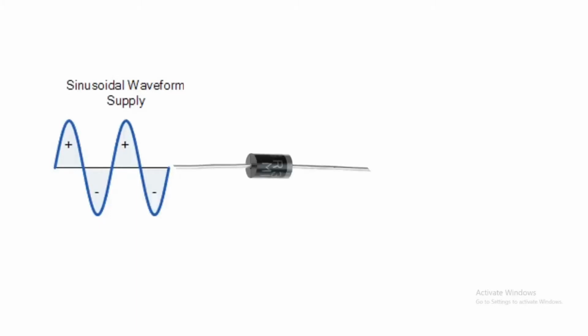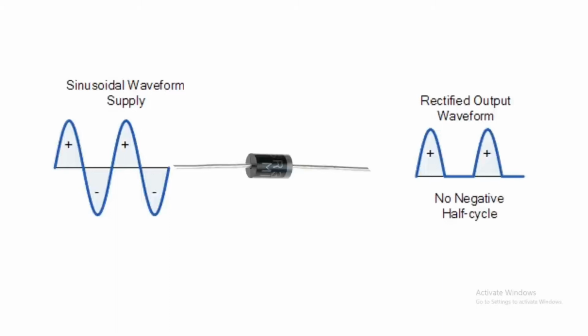When we pass this sine wave, or the AC current, through the diode from the positive side, it allows only the positive side, but it will stop the negative side of the AC current. Like this, the diode converts the AC current into DC current. So these were the two main functions of the diode, the working of the diode.